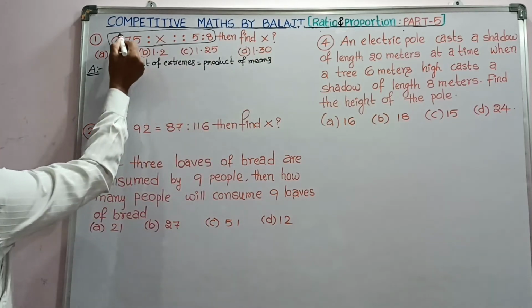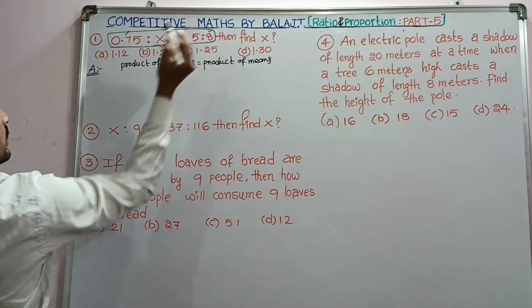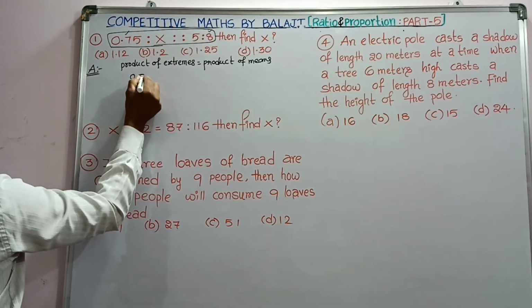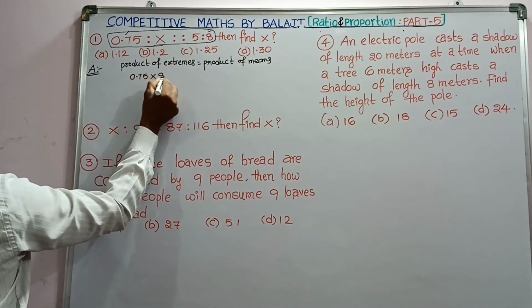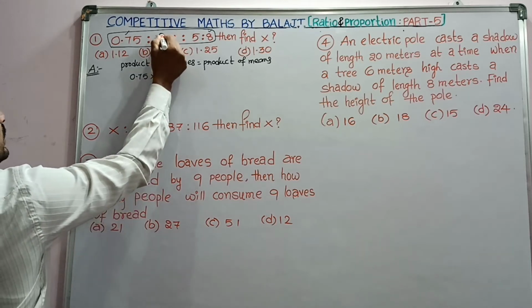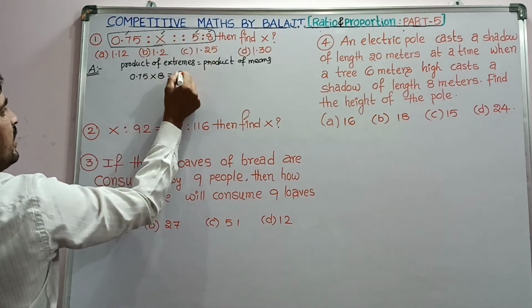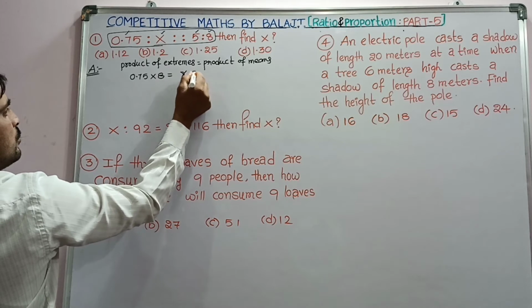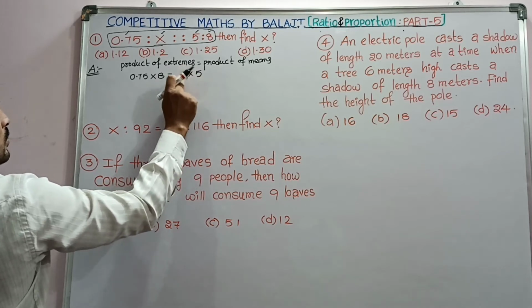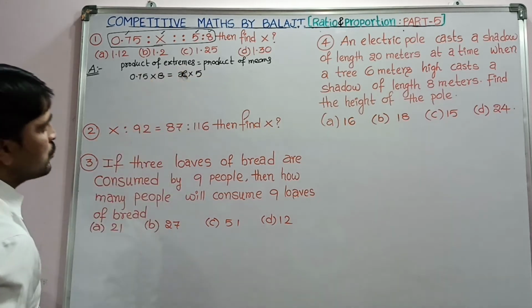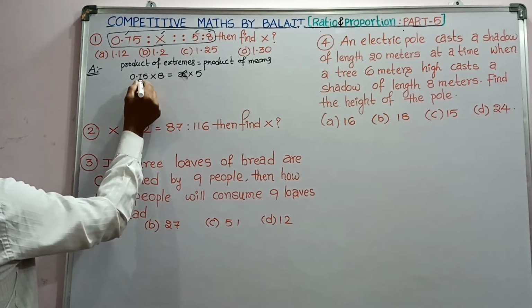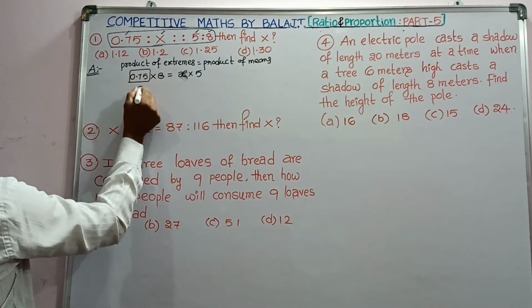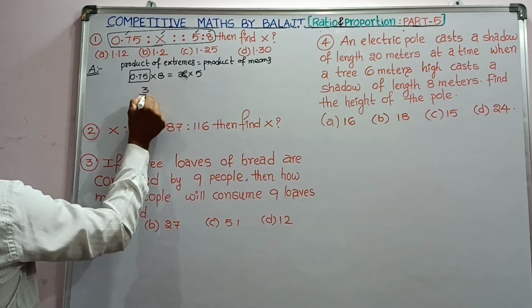That is, what are the extremes? First and fourth terms are extremes. 0.75 into 8 equals the means. What are the means? Second and third terms. X into 5. Yes. So 0.75 can be written as 3 by 4.